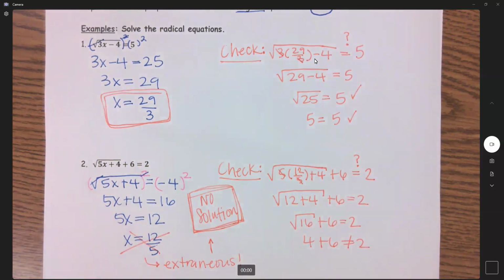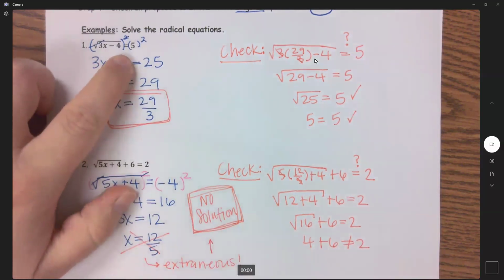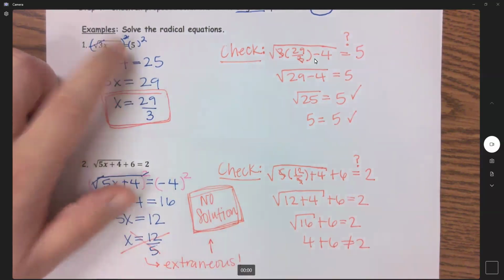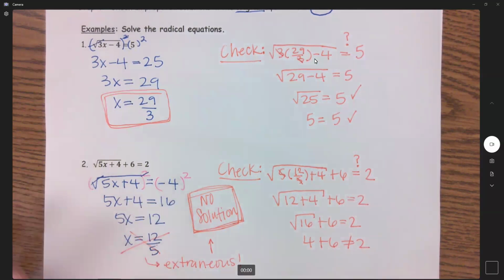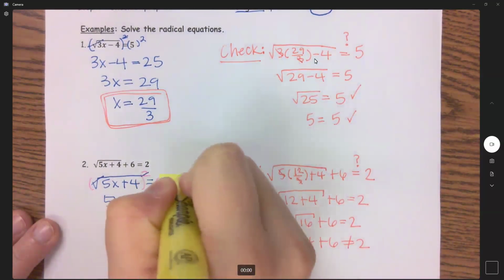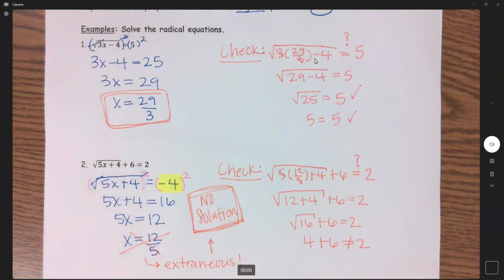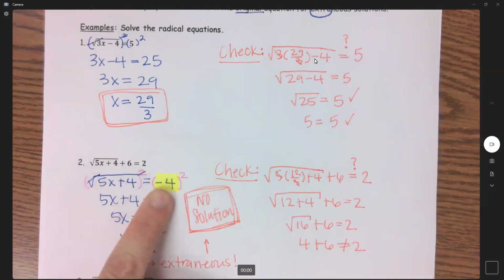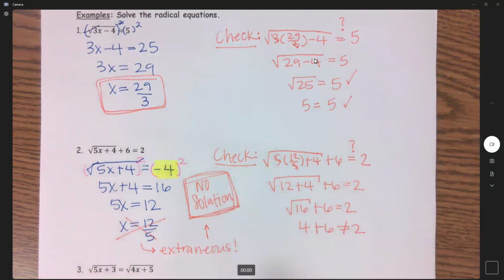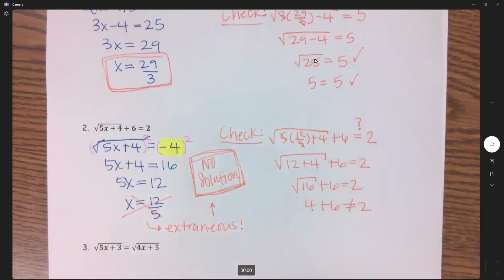And the difference is when I squared this one, I was squaring a positive number. When I was squaring this one here, we were squaring a negative. So when I get to the square root equals some negative number, I can stop right there and say that's a no solution.